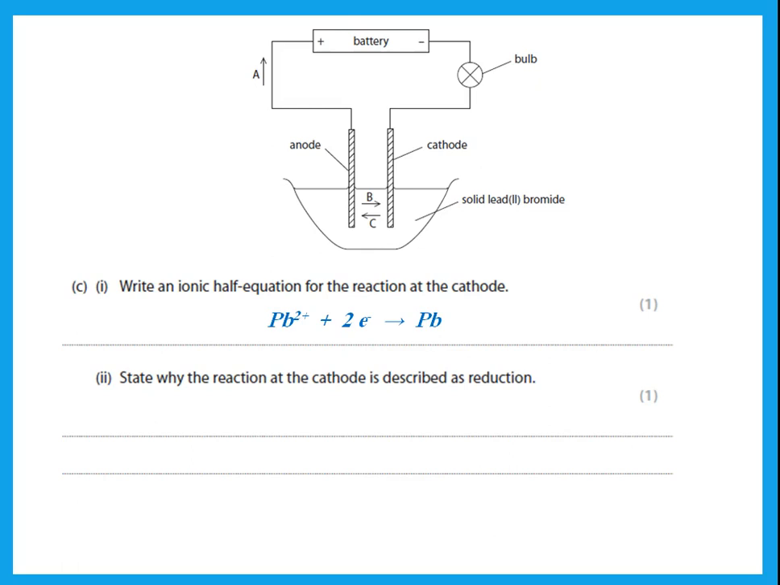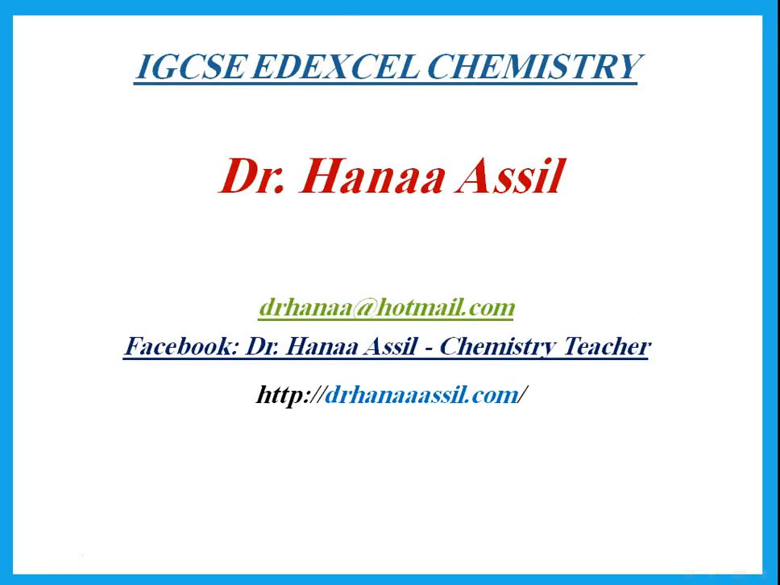State why the reaction at the cathode is described as reduction. Do you remember from previous chapters what was a reduction? Reduction was gain of electrons. So this involves gain of electrons, and that's why we call it reduction. Okay, that is the end of these questions.